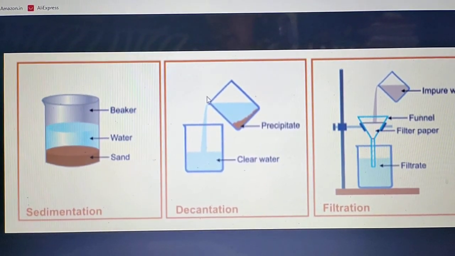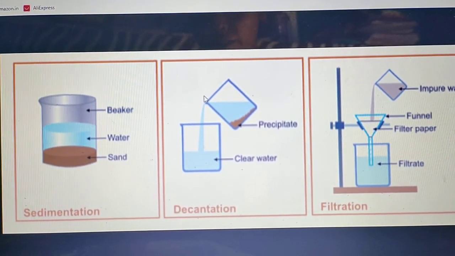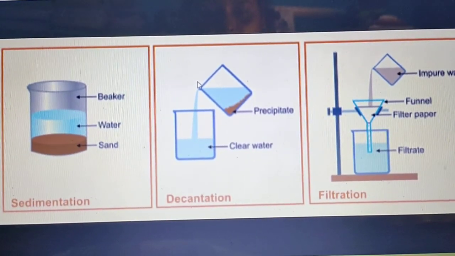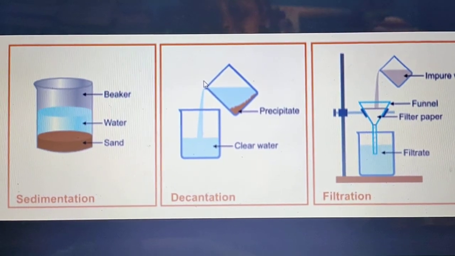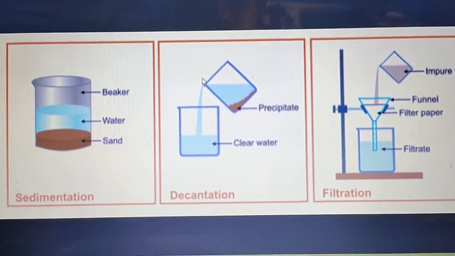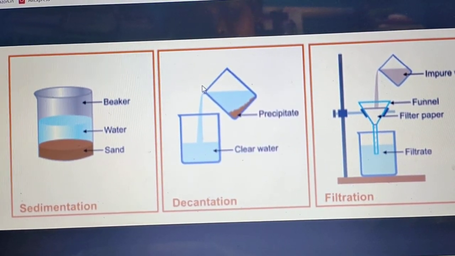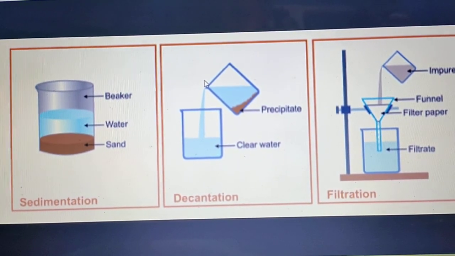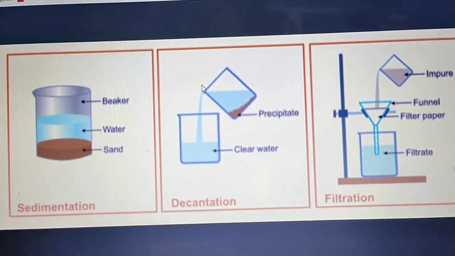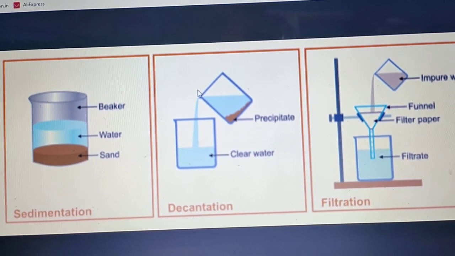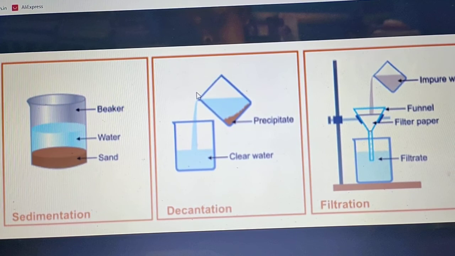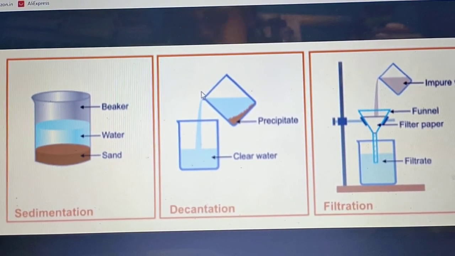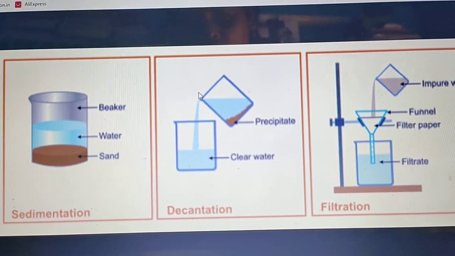So we allow the muddy particles, sand particles, to settle at the bottom of the beaker, and this process is called sedimentation. Then what does decantation mean? Sedimentation and decantation are one process only; after sedimentation we can do decantation. After the sand particles settle down, a clear layer of liquid is obtained. Then we transfer this clear upper layer of water carefully to another beaker, and we get clear water in one beaker and the settled sand particles in the other. This whole process of getting clear water is called decantation.